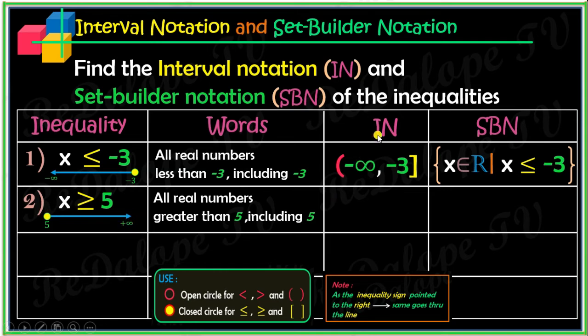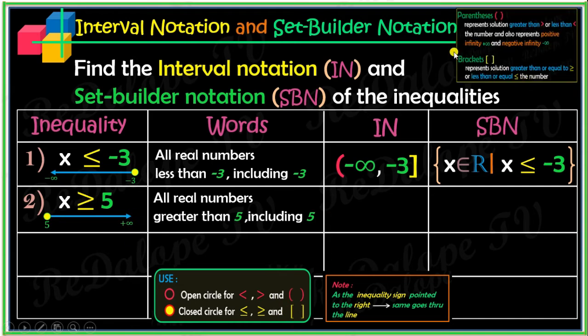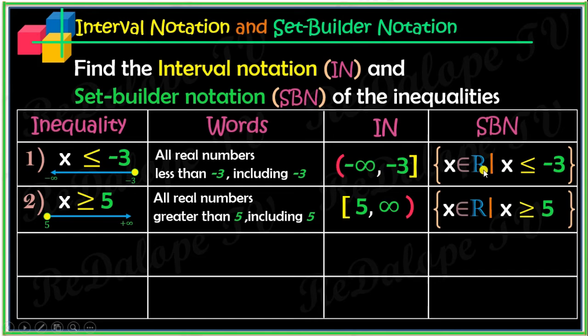So when it comes to interval notation, since this is greater than or equal, we will make use of the open bracket, and the parenthesis for the positive infinity. So we have the open bracket 5, comma, positive infinity, close parenthesis. For the set builder notation, we have x element of R such that x is greater than or equal to 5. For number 3, we have x is less than 7.